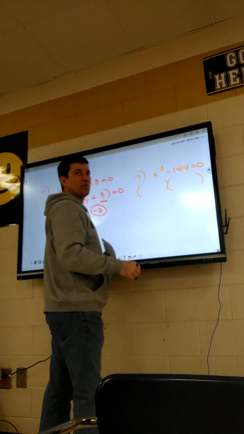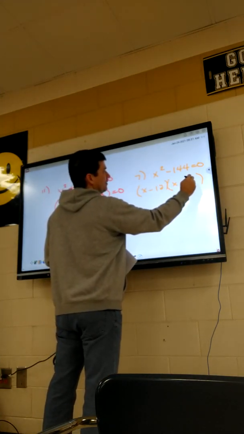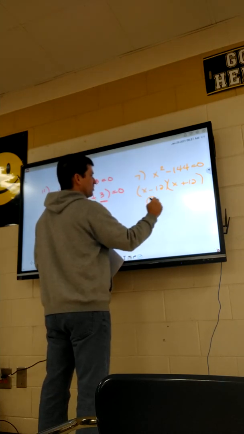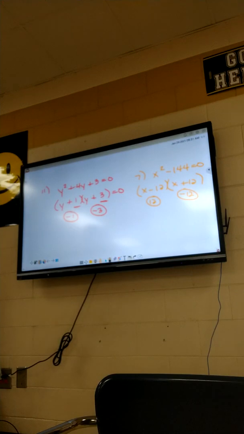What's the square root of 144? 12. So it's x minus 12 and x plus 12. So this answer is positive 12. This answer is negative 12. Again, we did that last week. The difference of squares.